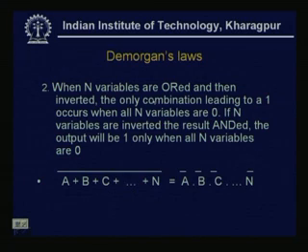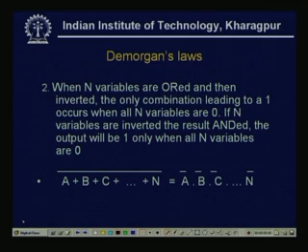See, when n variables are ORed, it's totally reversing. Here the n variables are first ORed, that means the OR operation of the n variables, and the only combination leading to a 1 occurs when all n variables are 0. Then it is inverted. And what do we mean by this term? The only combination leading to a 1.